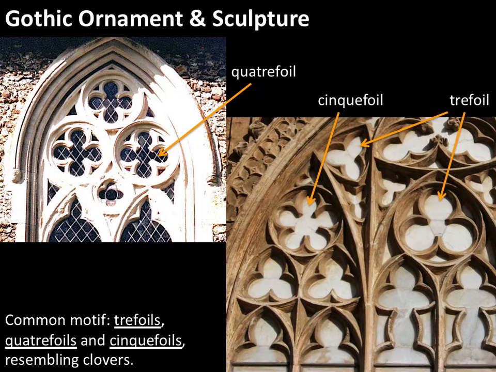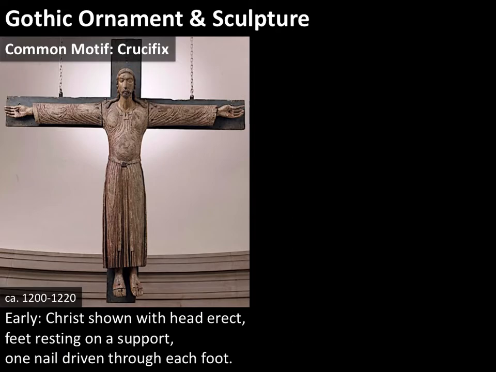So you see how the designers of these buildings found ways to break up the geometric shapes that they were building within these pointed arches. Another common motif is the crucifix, the Christ on the cross image. And again, we have a bit of a difference between early and late Gothic.